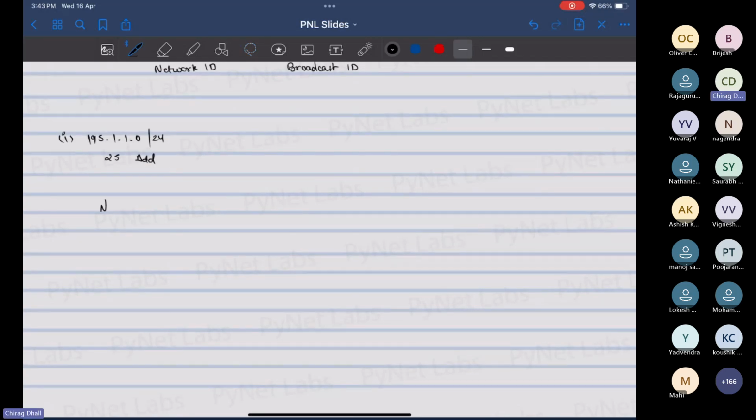The default distribution of network and host bits is 24 in the network, 8 in the host part. For 25 IP addresses, I will go for 2 raised to the power 0, 1, 2 raised to the power 1, 2, 2 squared is 4, 2 raised to the power 3 is 8, 2 raised to the power 4 is 16, and 2 raised to the power 5, which gives me 32 addresses. So I'll subtract 5. 3 bits are extra. I'll give them to the network part. Network part will become 27 and host part will become 5, right?